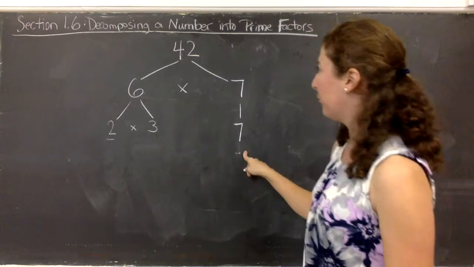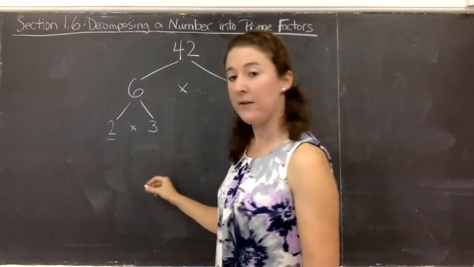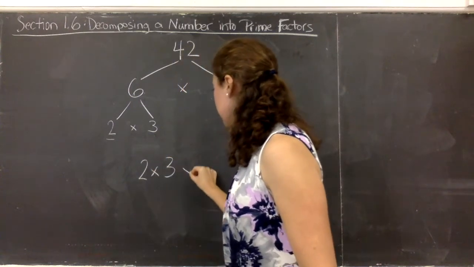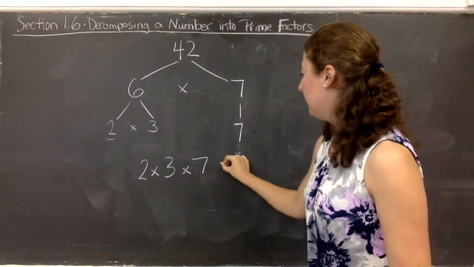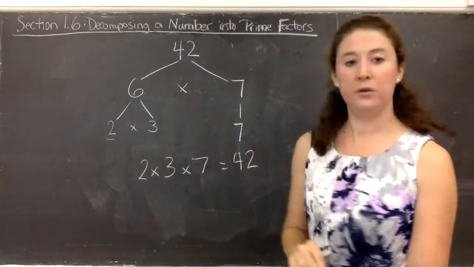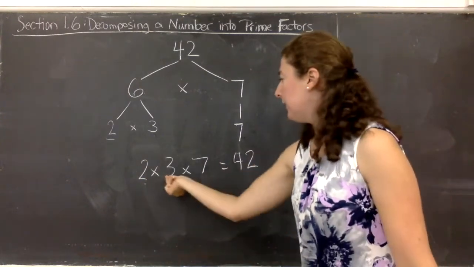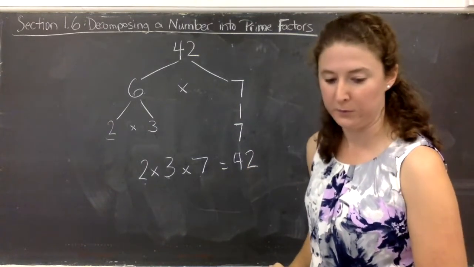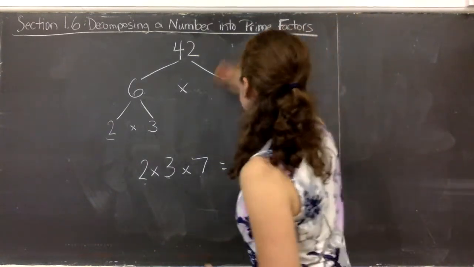So now I have my 3 prime factors. If you have a calculator, you can check: 2 times 3 times 7 is equal to 42. So these are my prime factors for the number 42. Let's take another example.